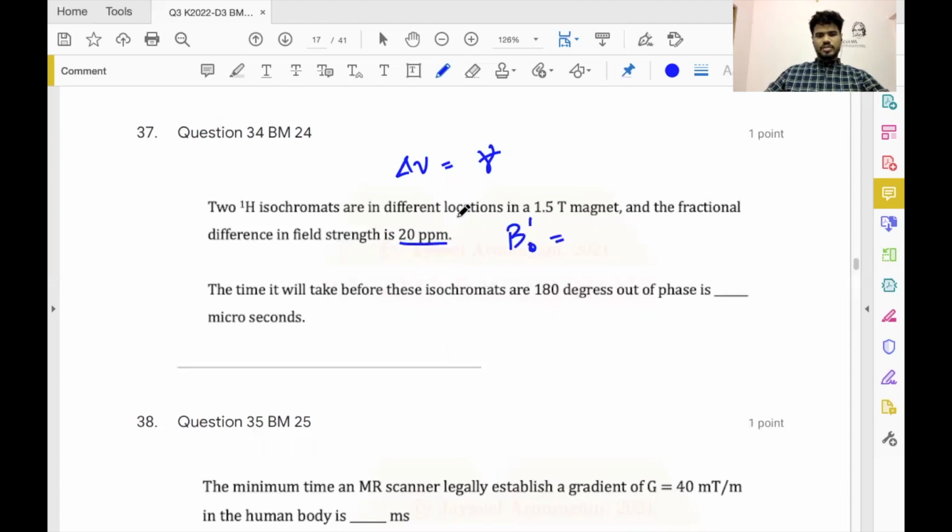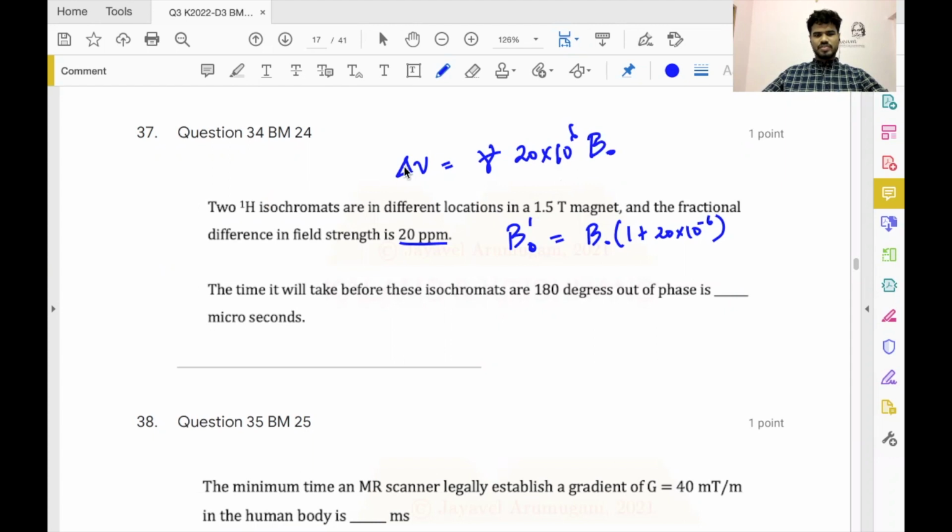One second. So when we say there is a fractional field difference, is this B naught dash is B naught into 1 plus 20 times 10 power minus 6? This is correct, right? Yes, sir. Plus or minus. Okay, so the phase difference really doesn't matter. So the change in frequencies will be the difference between these two. So that will be 20 into 10 power minus 6 times B naught. So this is how the change in frequency is.